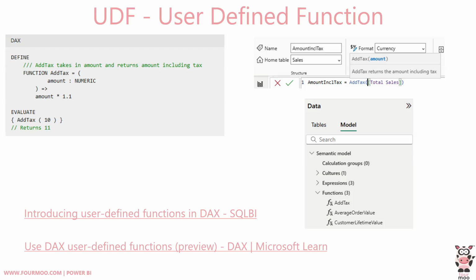In the example you can see on the screen, they've defined a function called add tax, where basically you take the input amount and multiply it by 10%. There are 2 links which I highly recommend you go look at. Introducing user-defined functions in DAX from SQLBI is really great. They have a video as well as the blog post.